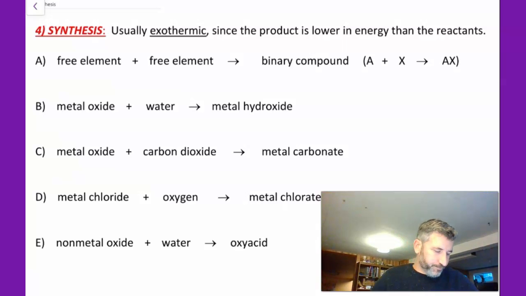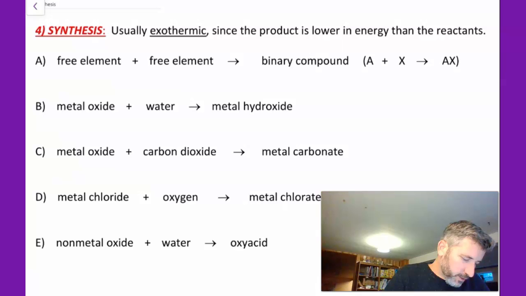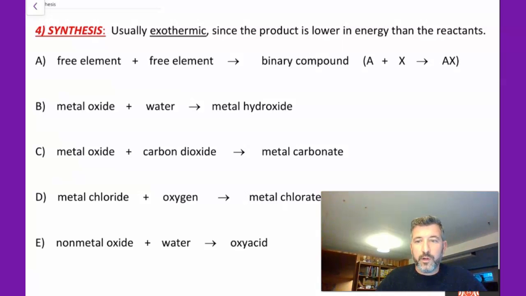Okay, so let's talk about what each of these means. First of all, the word synthesis means to make. So we're making something, and a synthesis reaction you're going to be able to recognize because you're always going to end up with just one product. So you're putting together two things to make one product, all right? And what those two things are is going to determine what that one product is, obviously.